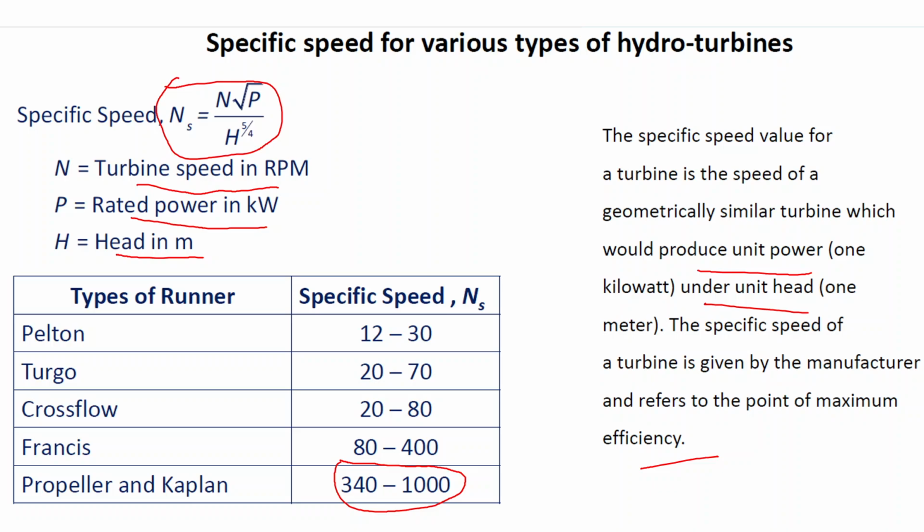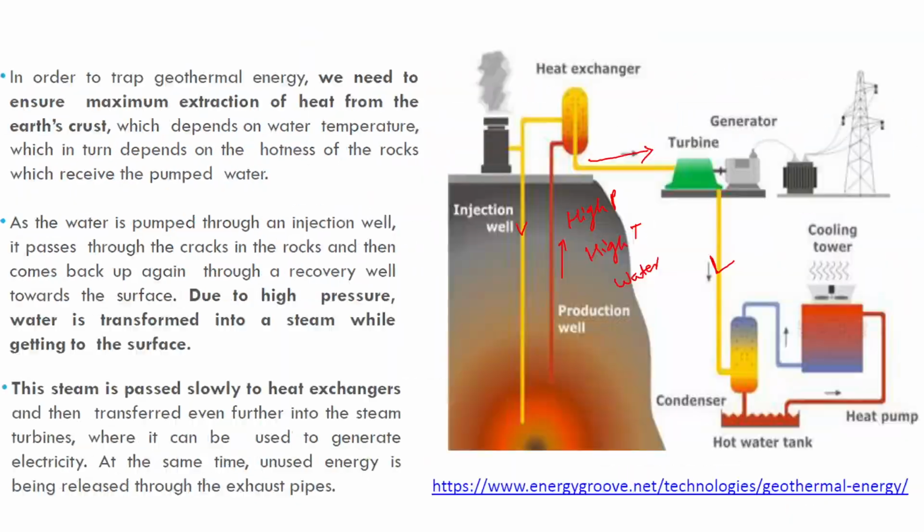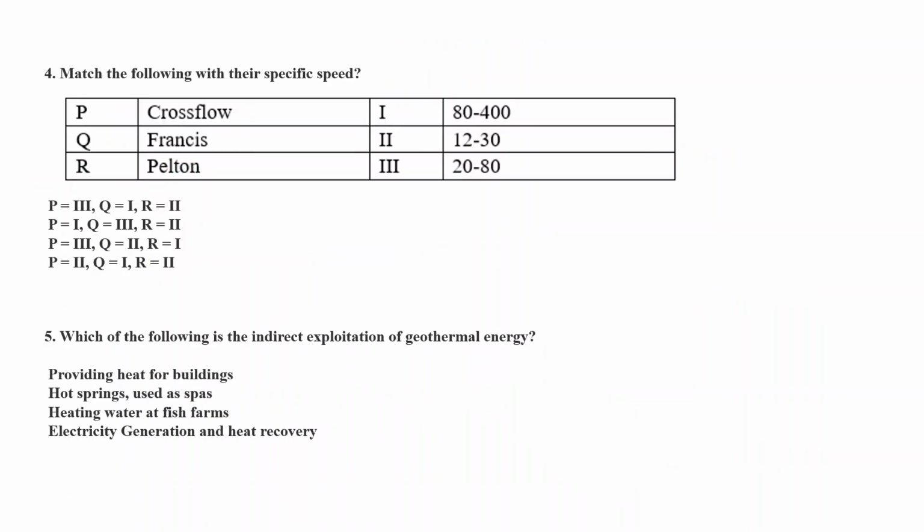Basically, here we can see, as I've told, different types of runners have different specific speeds. Here we can see propeller and Kaplan have the highest specific speed of 342,000. Then Pelton has the lowest, 12 to 30. And after that, Turgo, Crossflow, and Francis. So we come to the question. Here, as I've told, Pelton has the smallest, 12 to 30. So R will be 2.